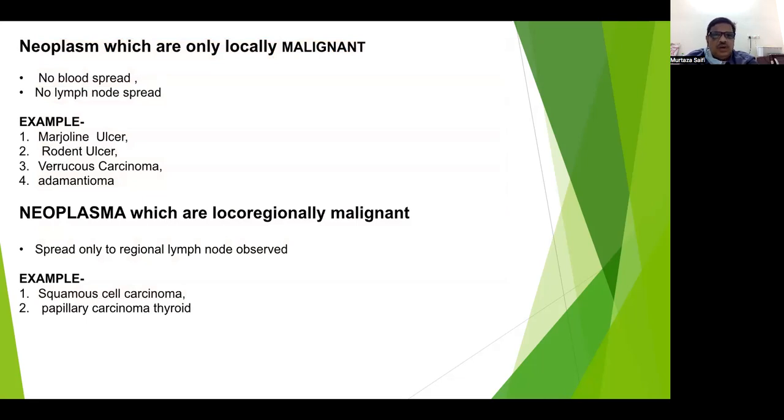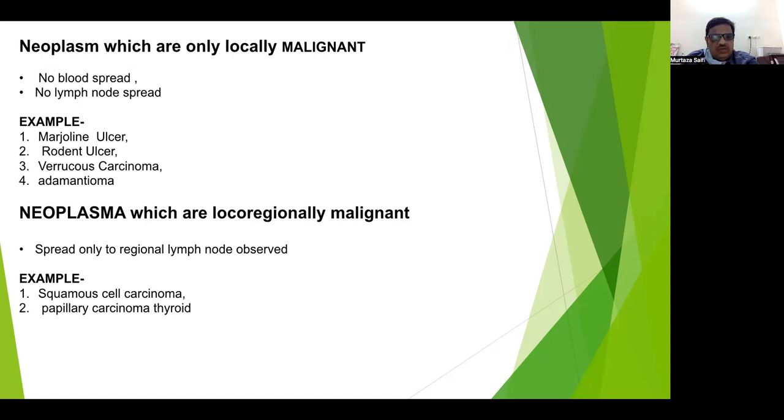Neoplasms which are only locally malignant have no blood spread and no lymph node spread. Examples are marginal ulcer, rodent ulcer, verrucous carcinoma. They are locally malignant. They don't spread with the blood or lymph node. They are only locally malignant.